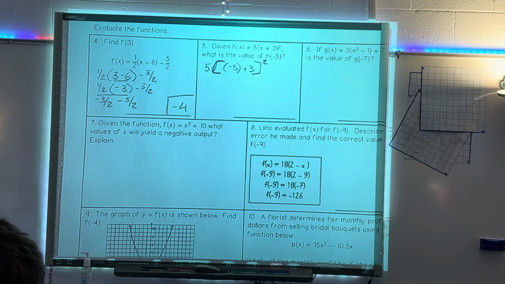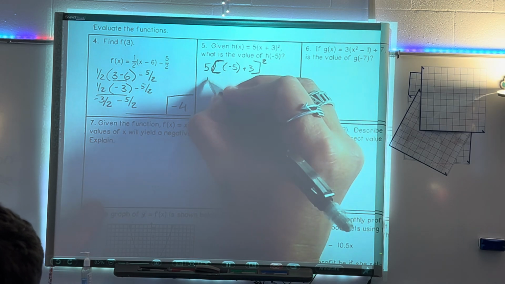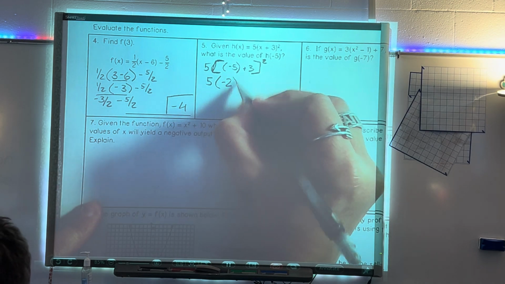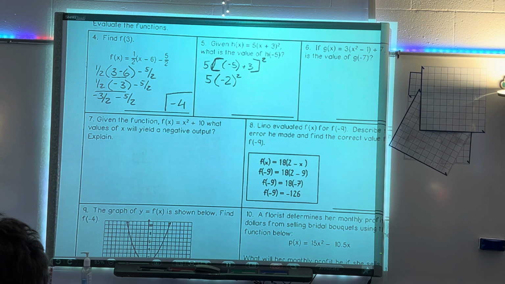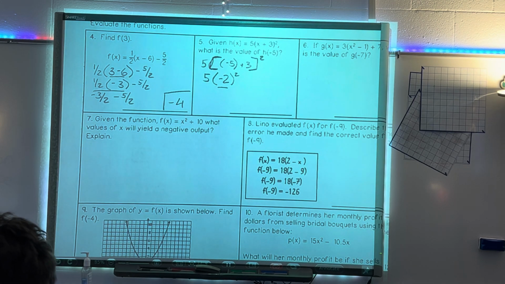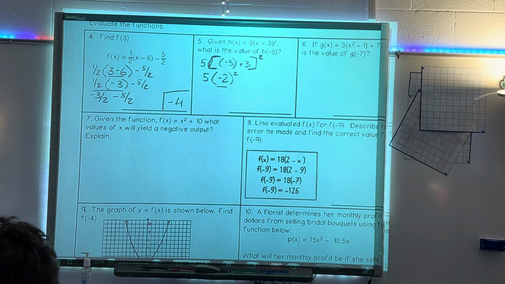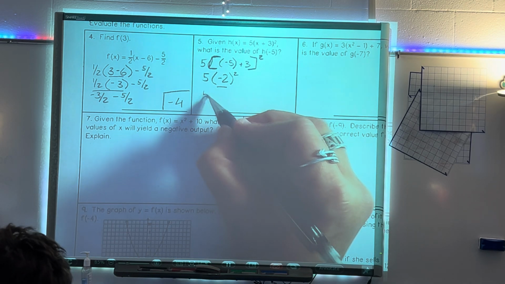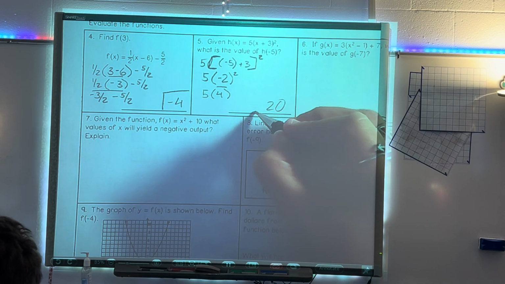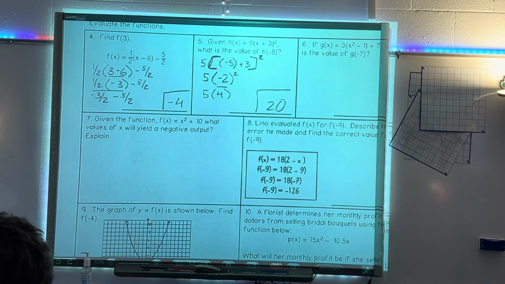Alright, so what do I do first? Parentheses. I'm going to deal inside here, so I've got -5 and 3, which gives me -2. -2 squared. So now I'm going to have to deal with this part right here. -2 squared is going to be +4, so 5 times 4 is 20. Right, okay there?